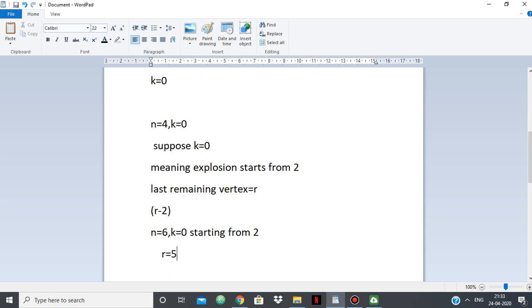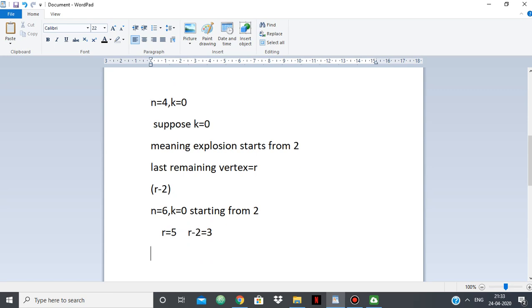R is equal to 5. So I started from 2. So R minus 2 is equal to 3. So meaning that 3 is the difference between the starting index and the last index. This will be common. So I'll just show you. So this was k is equal to 0 starting from 2.